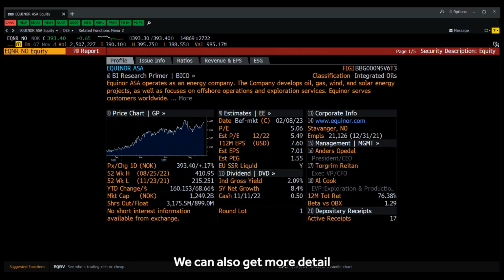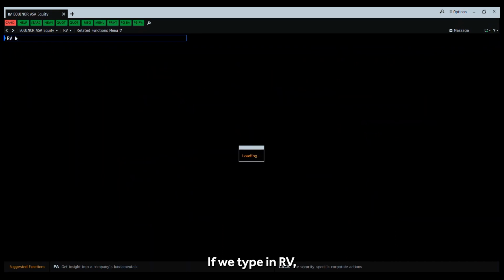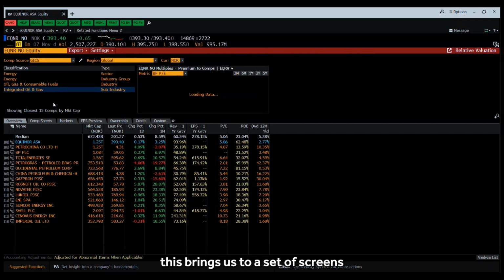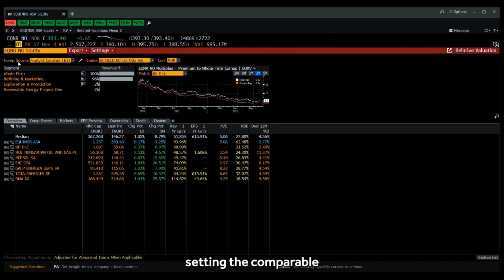We can also get more detail on comparable companies by going to the Relative Valuation menu. If we type in RV, this brings us to a set of screens in which Bloomberg presents to us what it thinks are the relevant comparable companies. Setting the comparable source to analyst curated, we get this list here, which seem to be members of the EU International Oils Group. And helpfully here, we have a graph of Equinor's price-to-earnings ratio against that of a comparable index here.